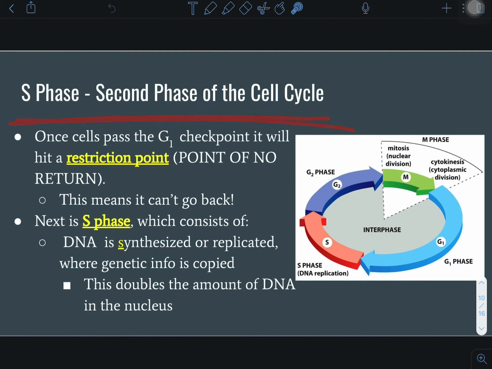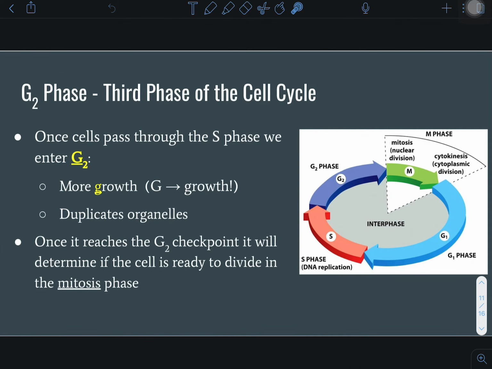Going from G1 to S phase, they've gone past the checkpoint. They can't go back to G1. They've gone past that restriction point. During S phase, DNA is synthesized. What does synthesized mean? It means to put together. So DNA is replicated. Now the cell has twice as much DNA, because when it splits, each cell will have the original amount that it needs. Then comes G2, which is the third phase of the cell cycle.